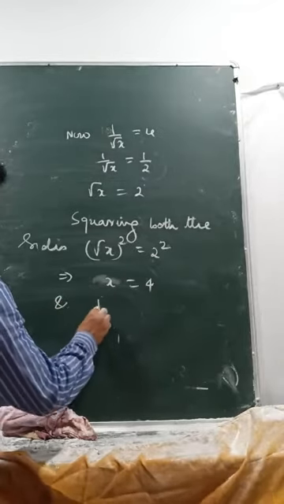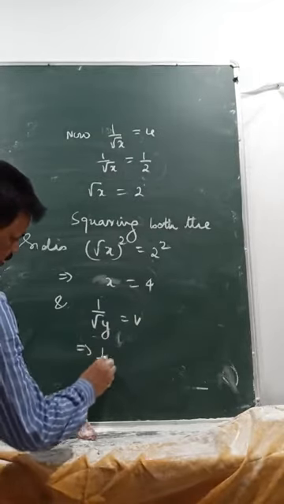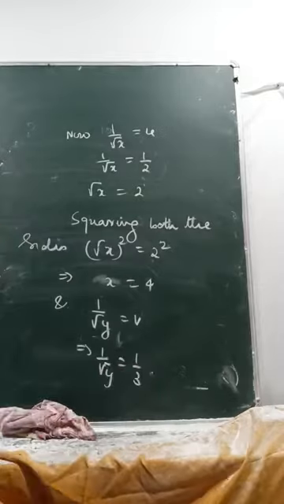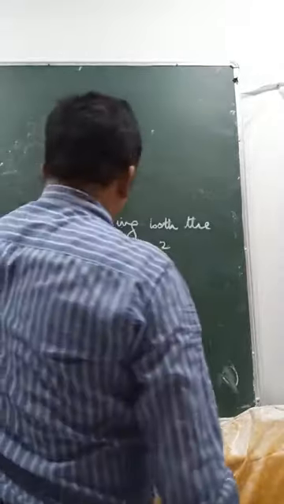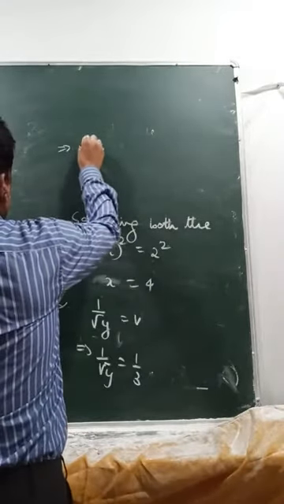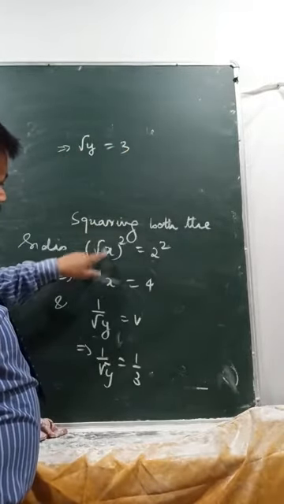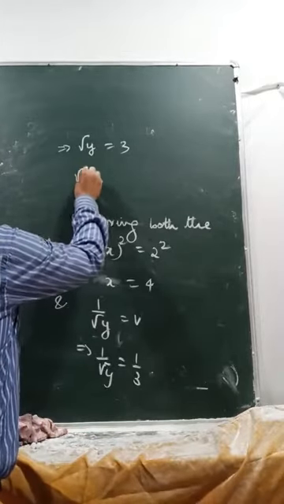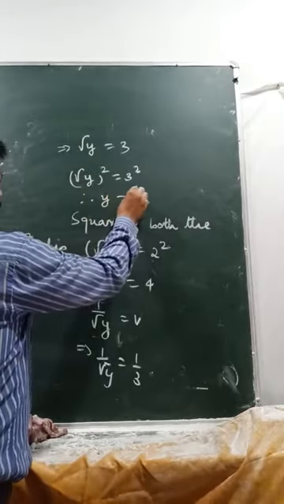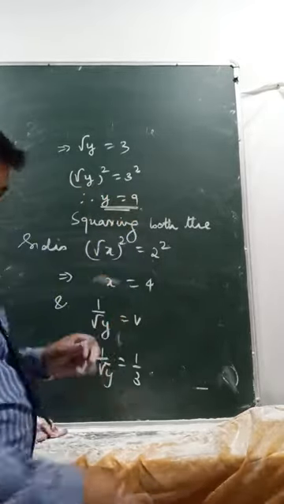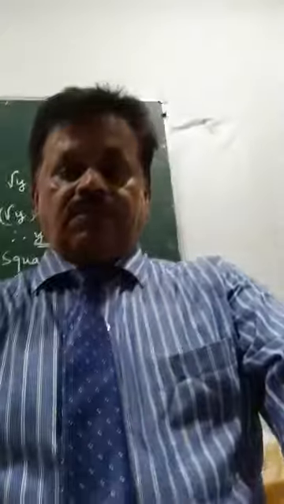Similarly, 1 by root y equals v. Means 1 by root y is 1 by 3. Reciprocal again. So reciprocal, how much will we gain? Root y equals 3. From root y I have to get y, like from root x what you are doing? Squaring. Again you square here. Root y squared equals 3 squared. Therefore y equals 9. Okay. Try to solve some more questions given in our textbook. I'll repeat the questions again tomorrow. Different questions.